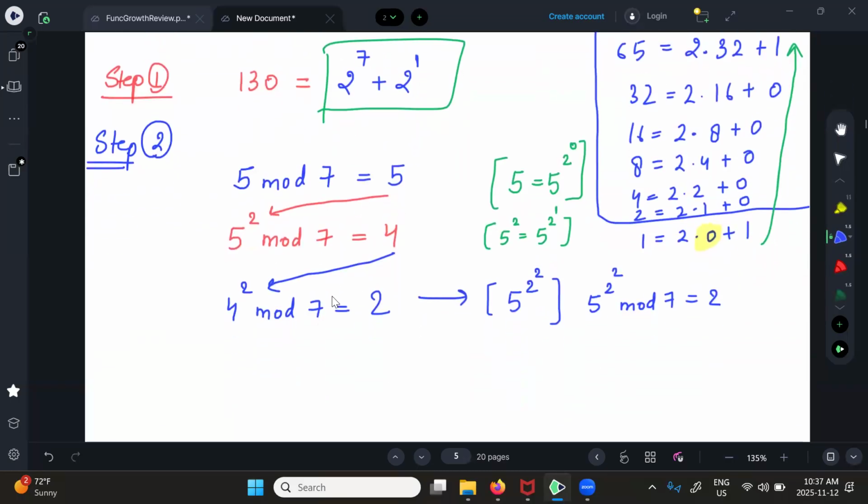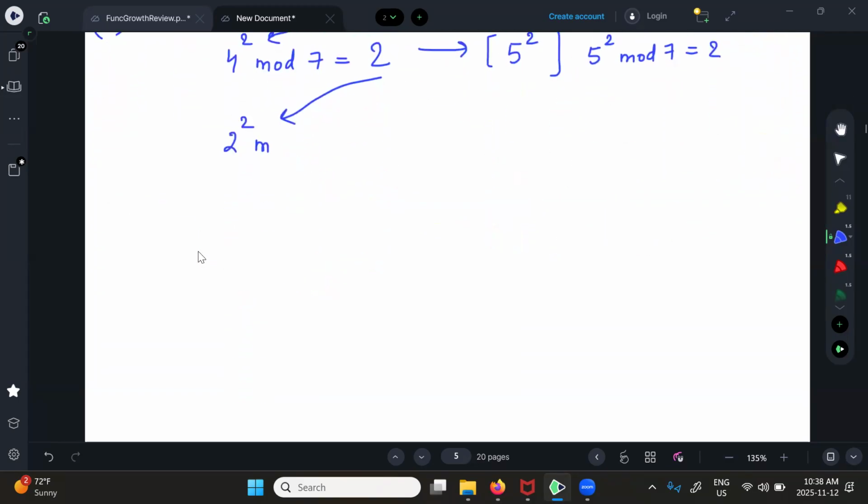Now again, we're going to repeat it. Question? Great question. 5 to the power 3 is this. We are squaring 5 squared again. We are not doing 5 to the power 3. We are doing fast exponentiation. So that's the important part. You're not doing 5, then 5 squared, then 5 cubed. That's slow.